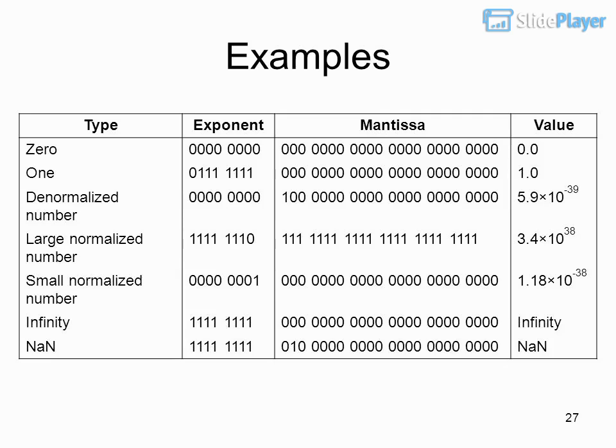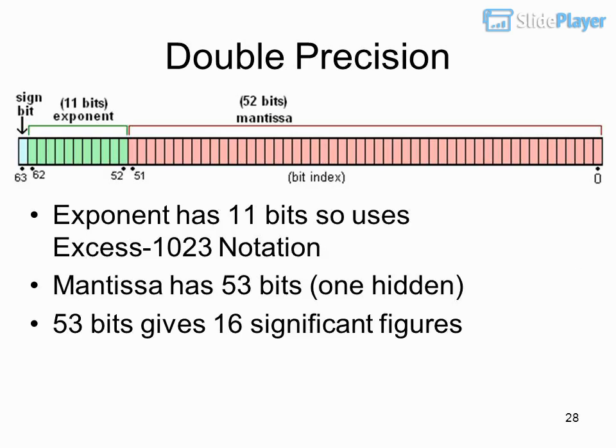In double precision, the exponent is 11 bits, so it uses excess 1023 notation. The mantissa has 53 bits, 1 hidden. 53 bits give 16 significant figures.